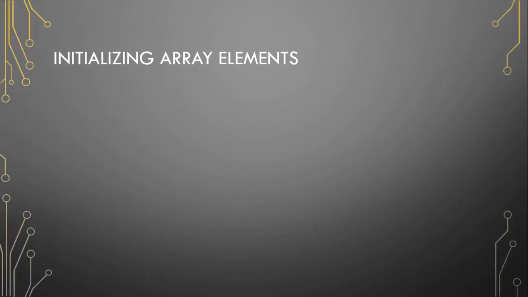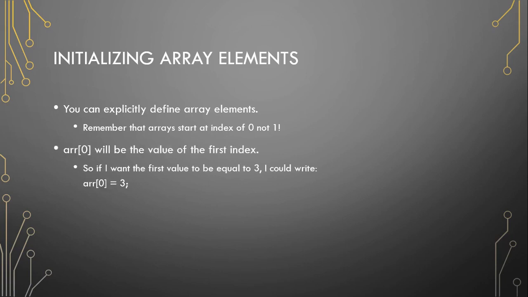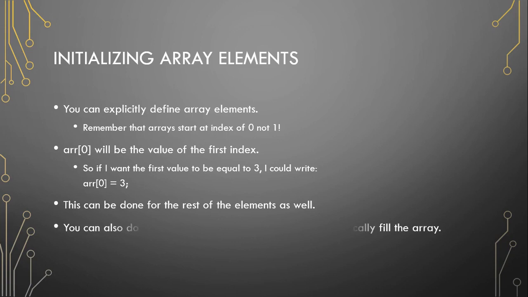All right, let's talk about initializing array elements. You can explicitly define array elements. Remember that arrays start at index of 0, not 1. We saw this when we talked about strings, for example, string.length. Because if you start at 1, it's going to change your actual values from if you had started at 0. Now, obviously, array[0] is always going to be the value of the first index. So if I want the first value, let's say, equal 3, I could write array[0] = 3. And this can be done for the rest of the elements as well.